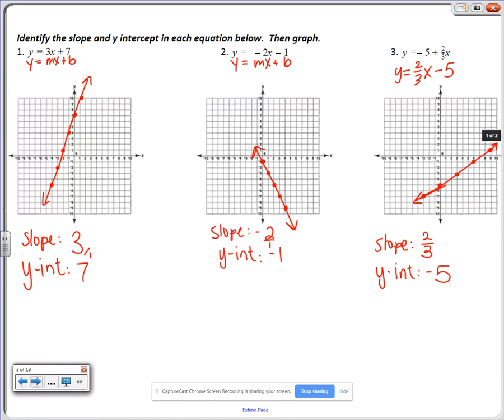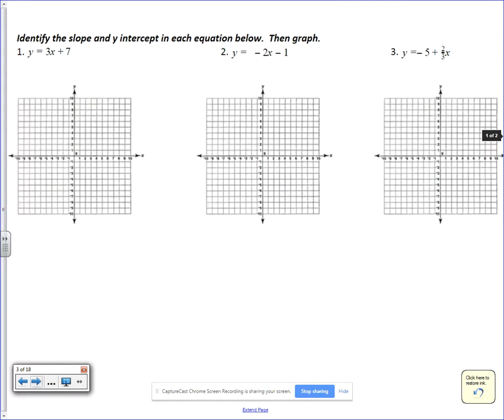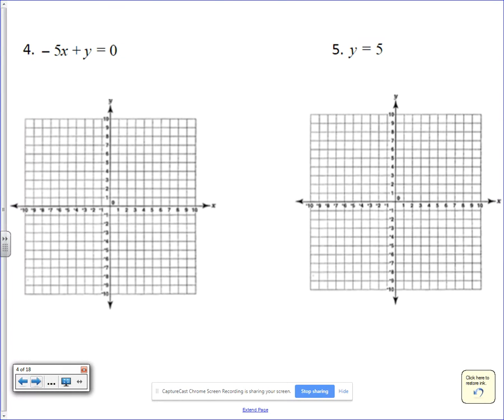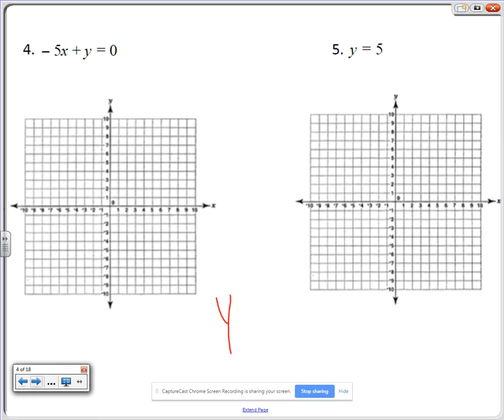I would like you to find one on the back that's in the wrong order as well. 4 is in the wrong order? It is. It is totally in the wrong order. Because, folks, slope-intercept form, and you don't need to write this, looks like that, doesn't it? The y is all by itself, isn't it? In number 4, the y is not even close to being by itself.